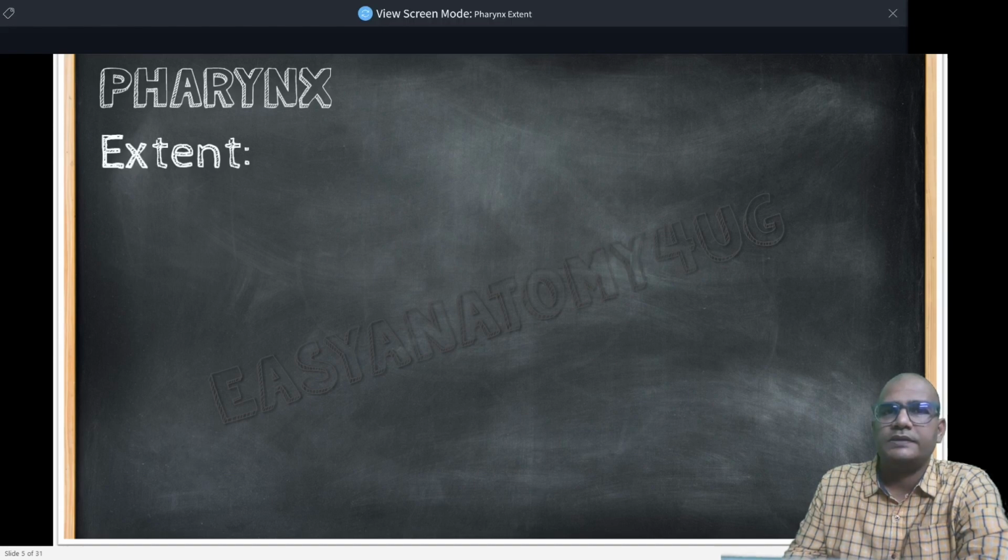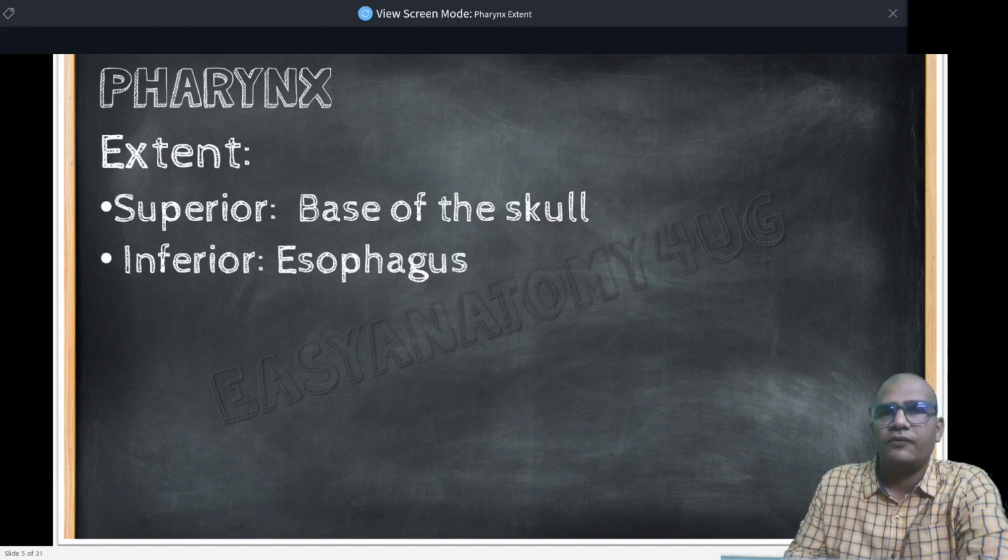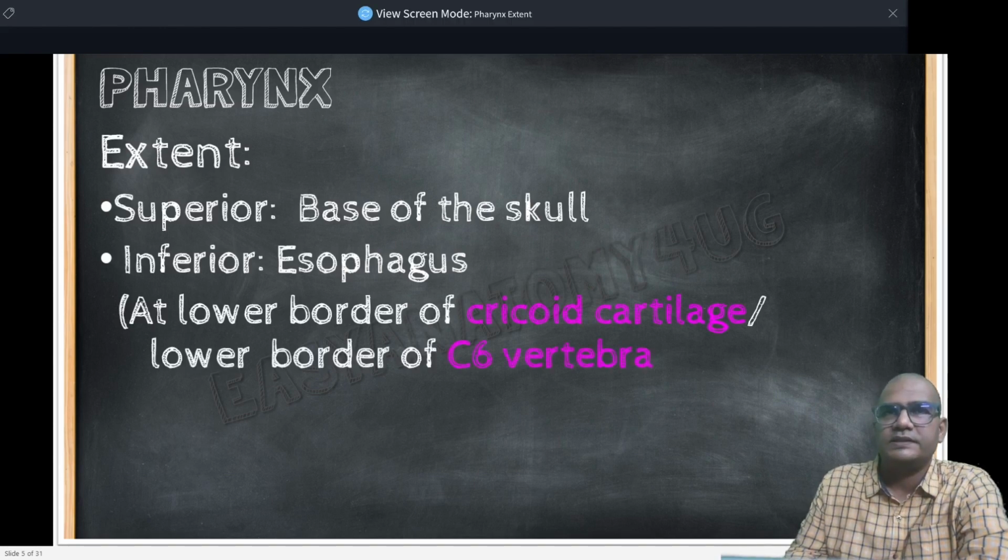What is the extent of the pharynx? Superiorly it extends from the base of the skull, and inferiorly up to the esophagus, at the pharyngoesophageal junction. Let us revise once again. It extends from the base of the skull up to the esophagus. The lower end of the pharynx is at the level of the lower border of cricoid cartilage or the lower border of C6 vertebra. In other words, the esophagus begins at this level, at the level of cricoid cartilage and the lower border of C6 vertebra. The junction is called the pharyngoesophageal junction.